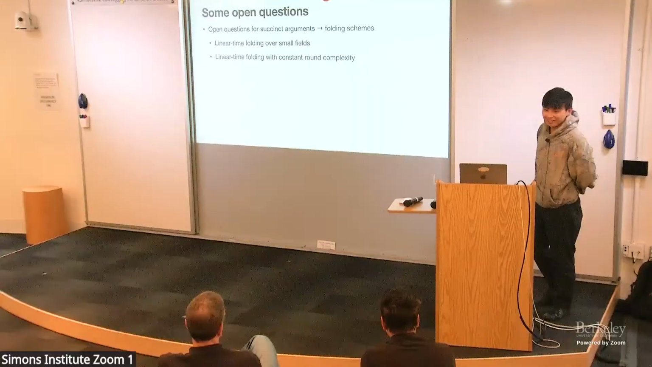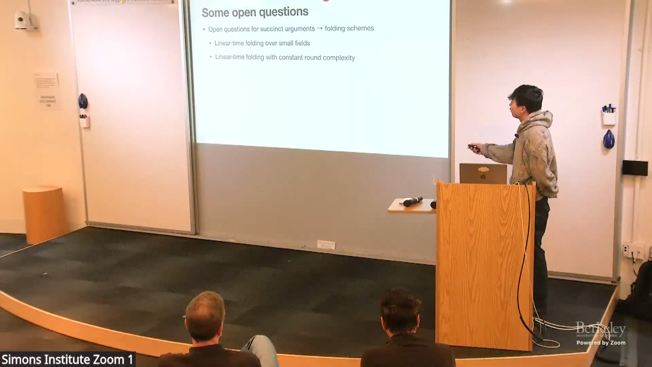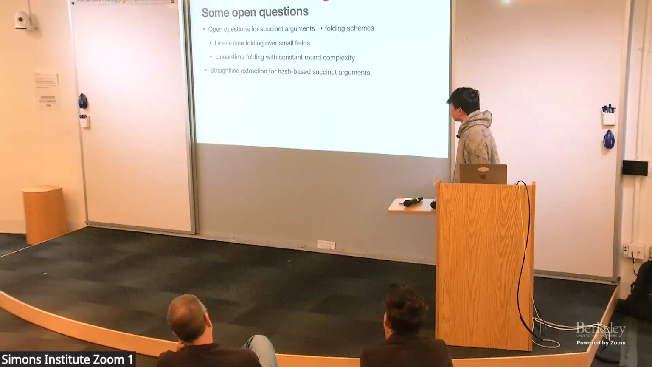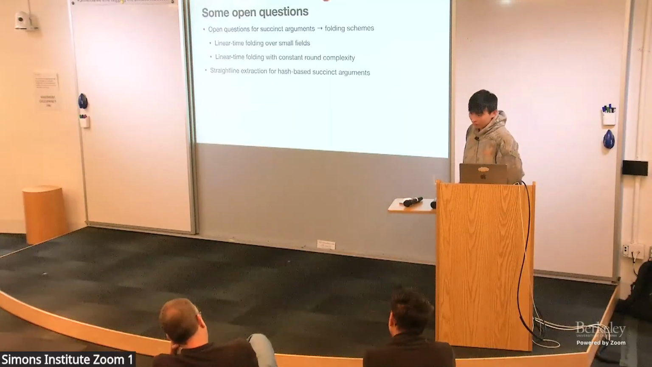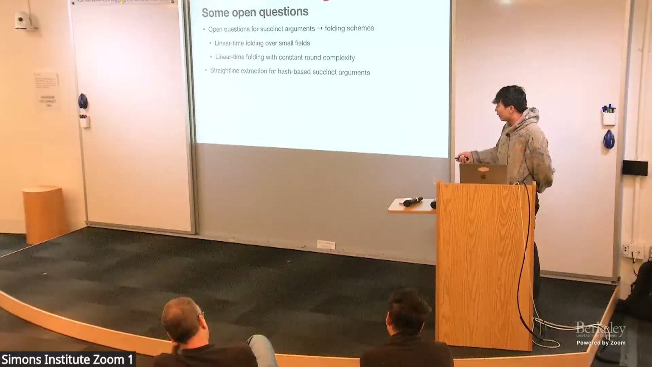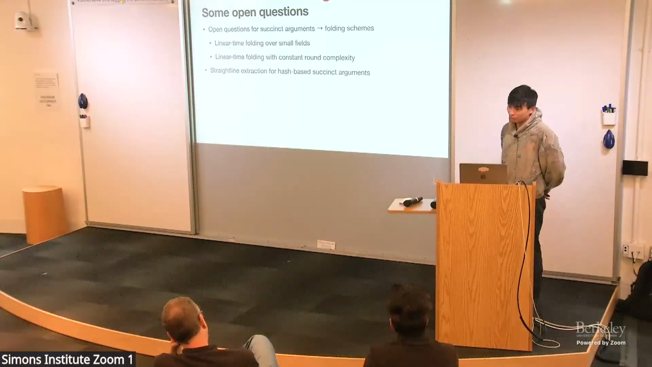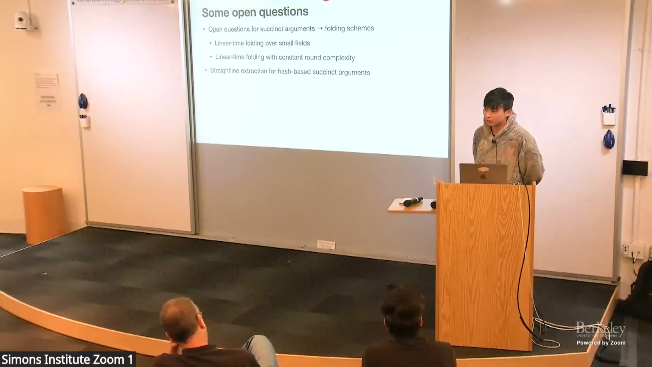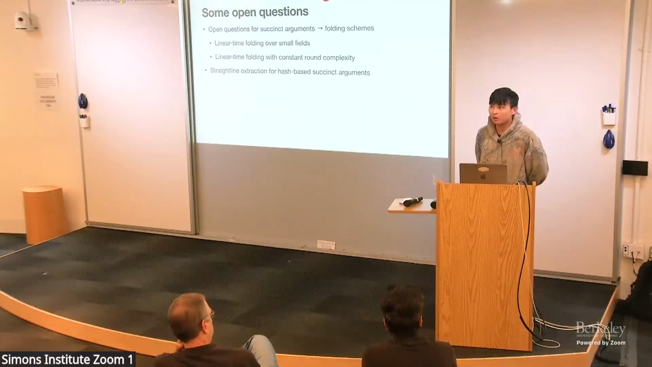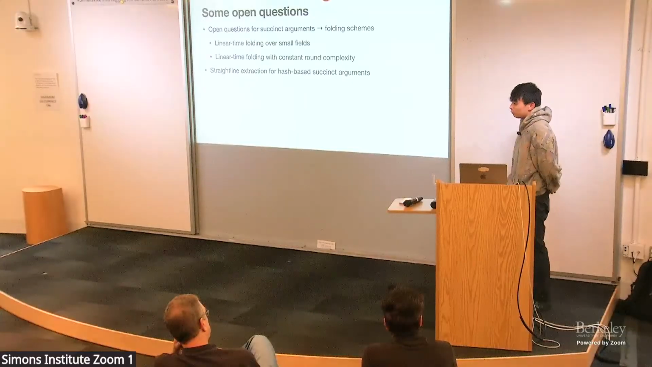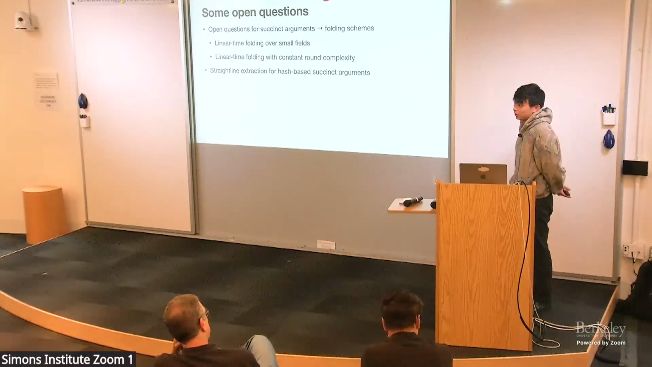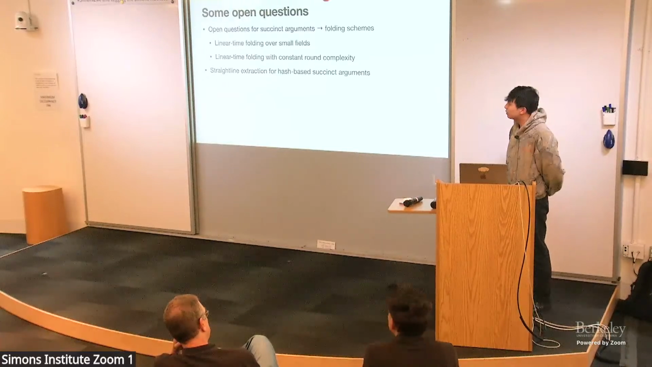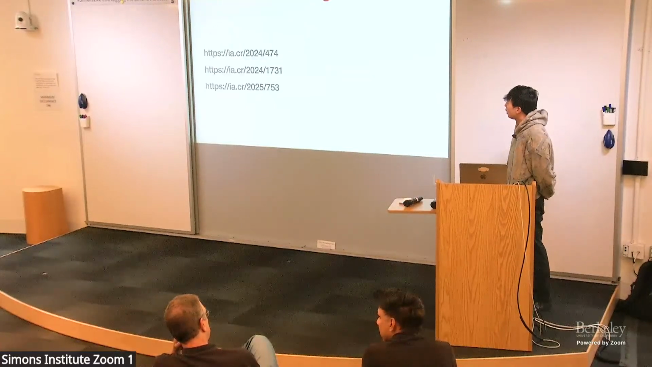Maybe. Okay. The other thing I want to propose is, we know how to do straight line extraction for this hash-based folding scheme. I think you can also do it for a lot of these hash-based succinct arguments. Is it true that every hash-based succinct argument actually just has straight line extraction? Or can we come up with some interesting succinct arguments for which this new strategy does not apply? I think understanding what's going on there could also be interesting. Okay, that's all I have.